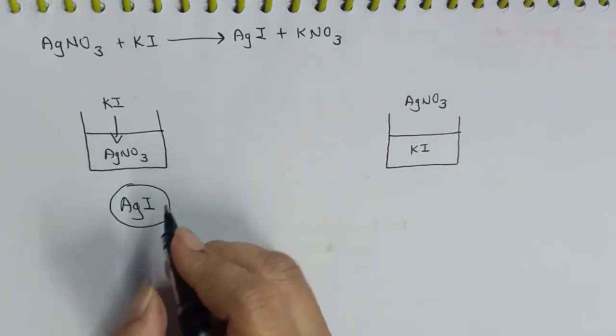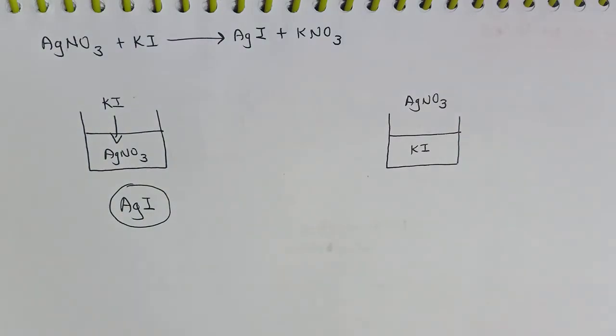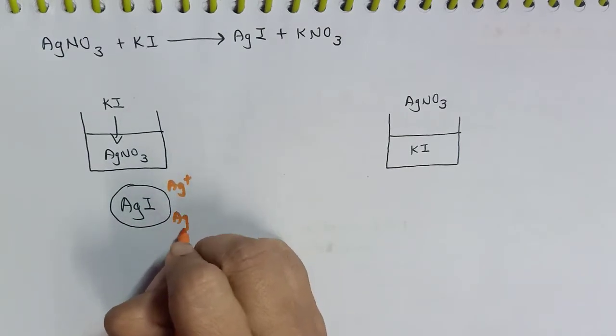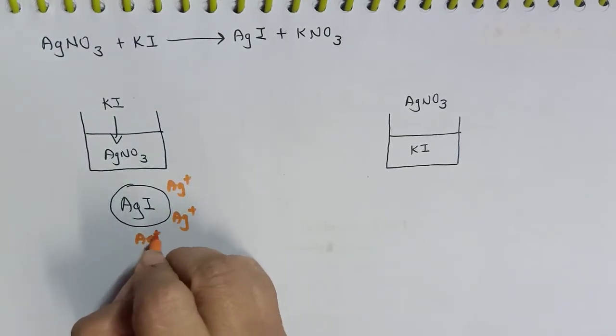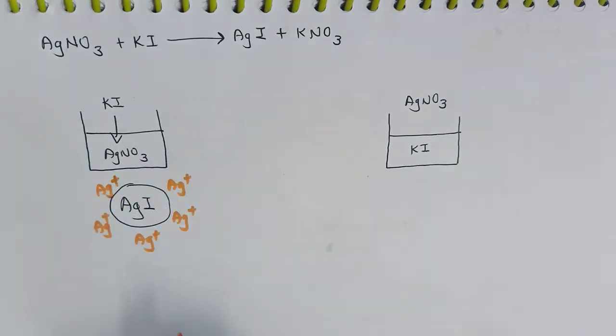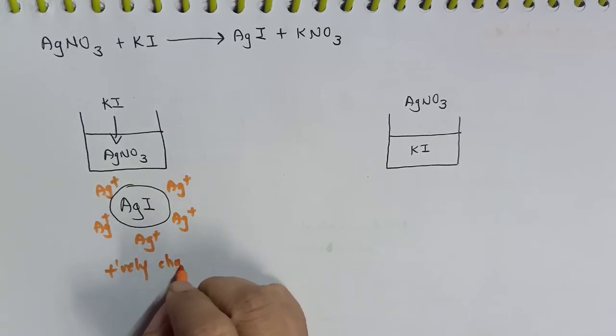Now what is the common ion between the precipitate and this dispersion medium? It is the silver ion. So on this precipitate, silver ion will be adsorbed. So the common ion is adsorbed. Ultimately, this will result in a positively charged sol.